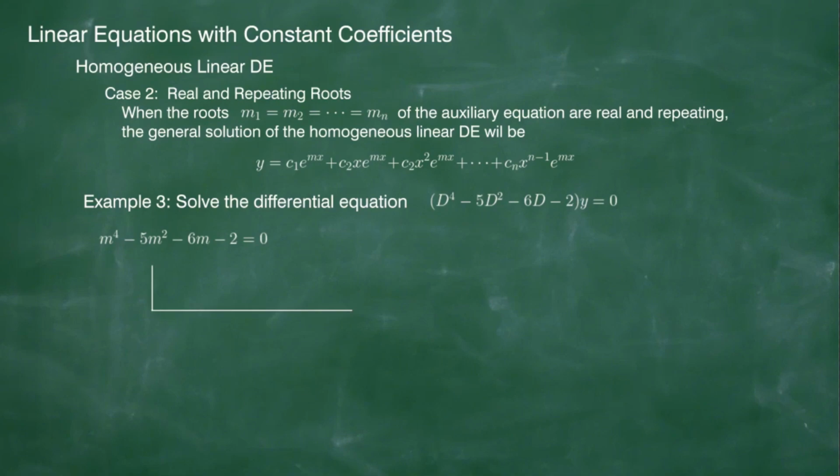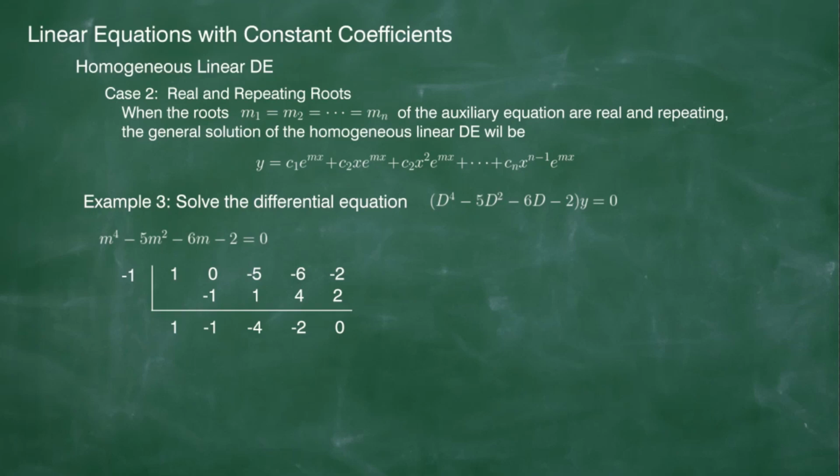First, we write the coefficients: 1, 0 for m cubed, then negative 5 for m squared, negative 6 for m, and the constant term, negative 2. Okay, let's try negative 1. So bring down 1, times negative 1 will give you negative 1, plus 0 is negative 1, times negative 1 is positive 1, plus negative 5 is negative 4, times negative 1 is positive 4, plus negative 6 is negative 2, times negative 1 is positive 2, plus negative 2 is 0. We have one root now, that's negative 1.